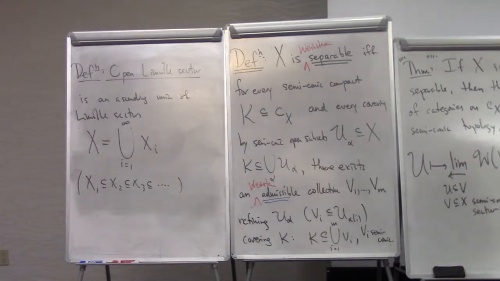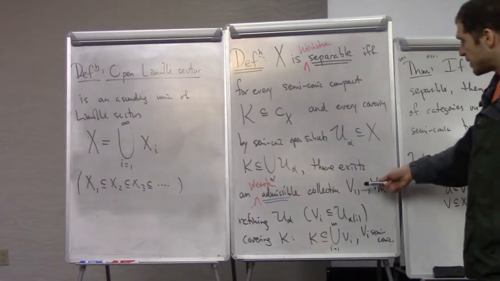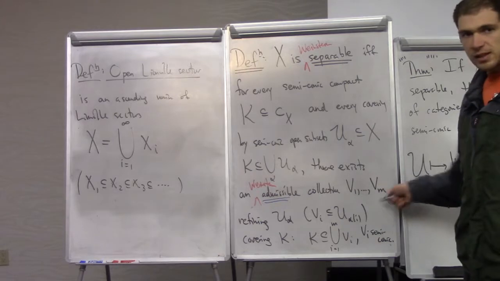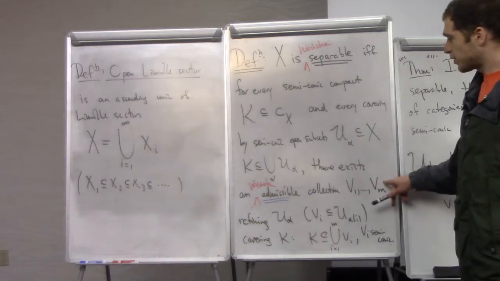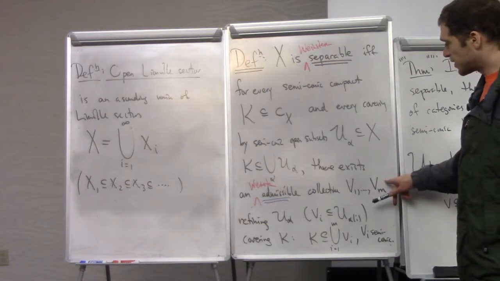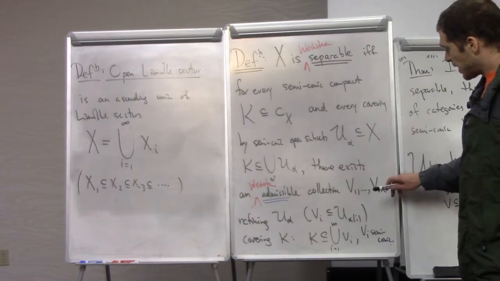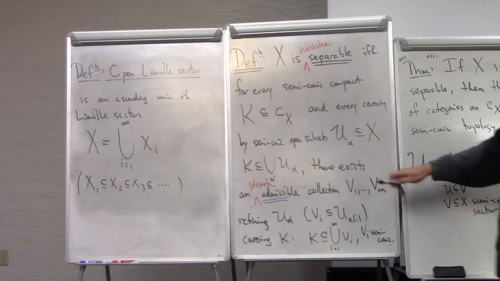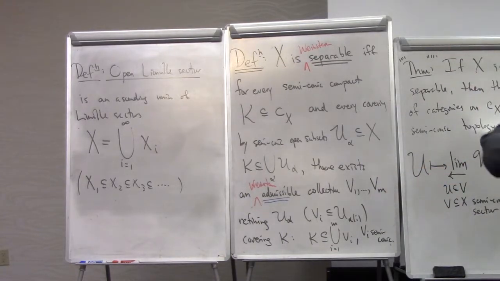Okay, and so these V alpha, these V guys, are open Liouville sectors, not ordinary Liouville sectors. Because if these are semiconic open sets, the semiconic condition is rather incompatible with having smooth, nice boundary. So maybe I can conclude with just giving an example.